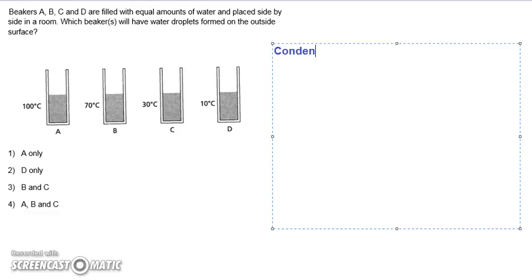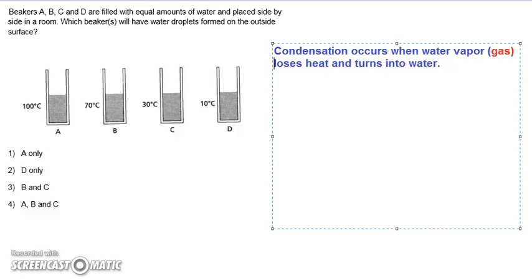We know that condensation, right, occurs when water vapor loses heat, and turns into water. Now we know that water vapor is a gas, and we know when it loses heat, it turns into water, which is a liquid. Right? So this is something that we need to understand.